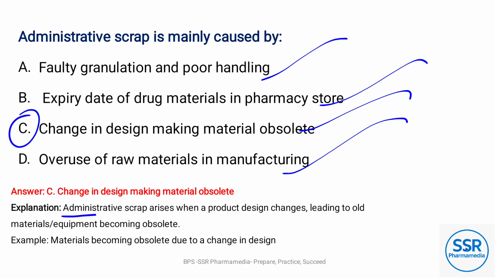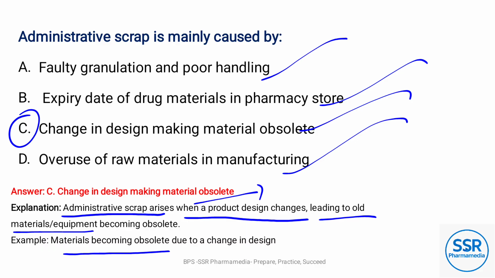So administrative scraps rise when product design change, leading to old material or equipment become obsolete. So administrative scrap arises when product design changes, not from tablet granulation. And this obsolete means it's leading to old materials or equipments. Materials become obsolete due to change in design.